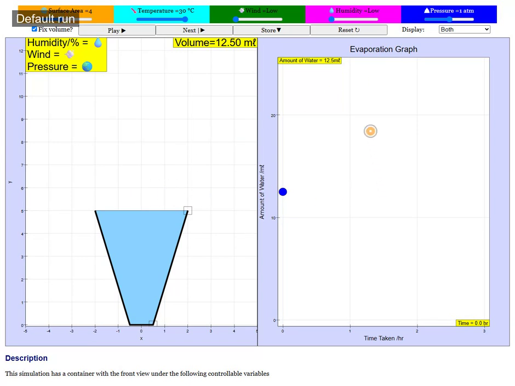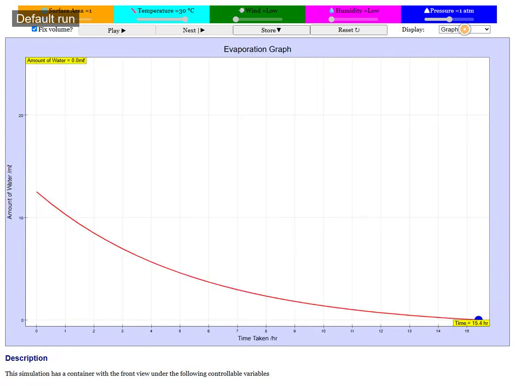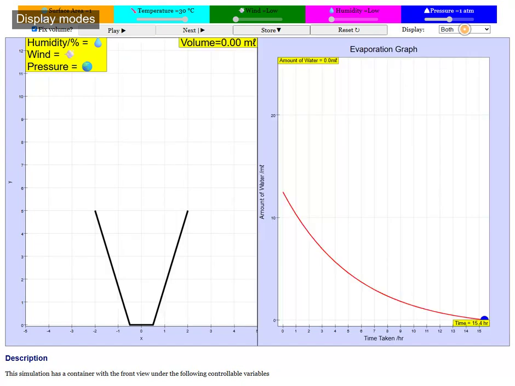In the default case, watch the water level fall and the graph curve form together. The beaker gives the visual story, and the graph gives the evidence. Display modes change the teaching focus. Diagram is for the visual model, graph is for comparing rates, and both links picture and data.